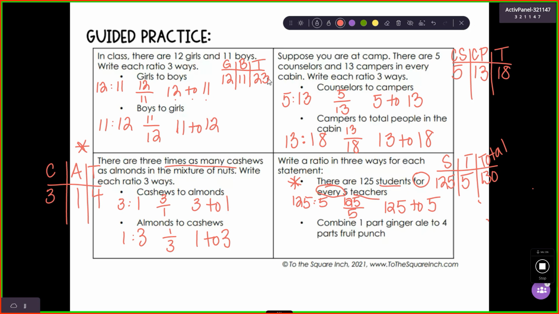Now this is when we get into the real world that you're most likely going to see it. One day you are going to be making recipes. This is when we start seeing the real world that answers our essential question: how can ratio reasoning be used to solve real world problems? Well, this is how we answer that question.